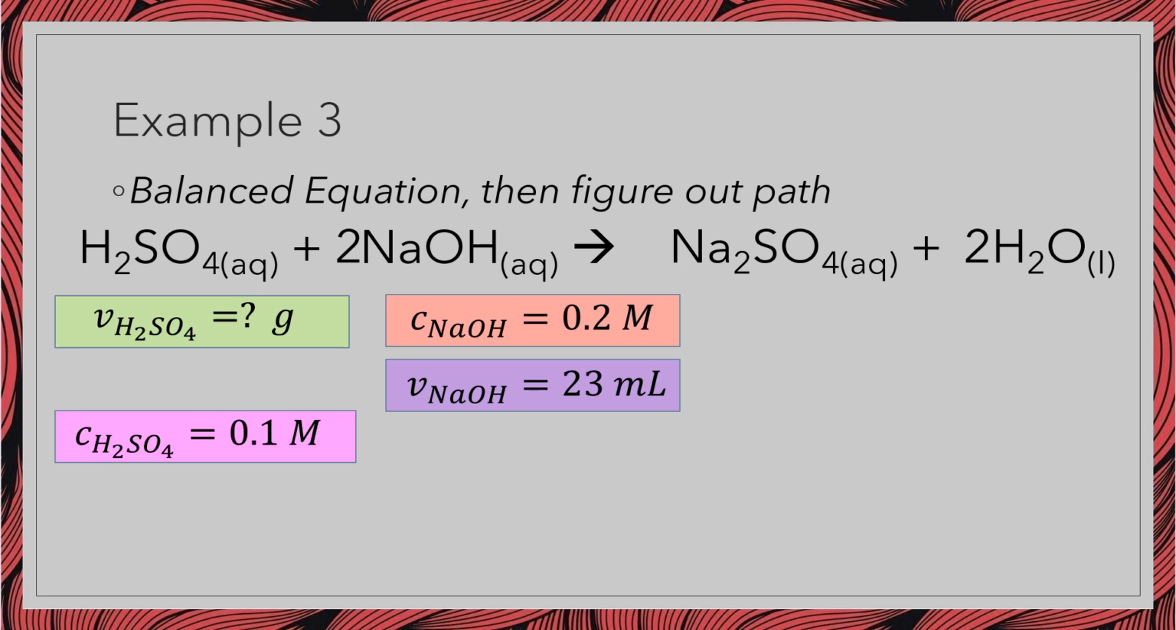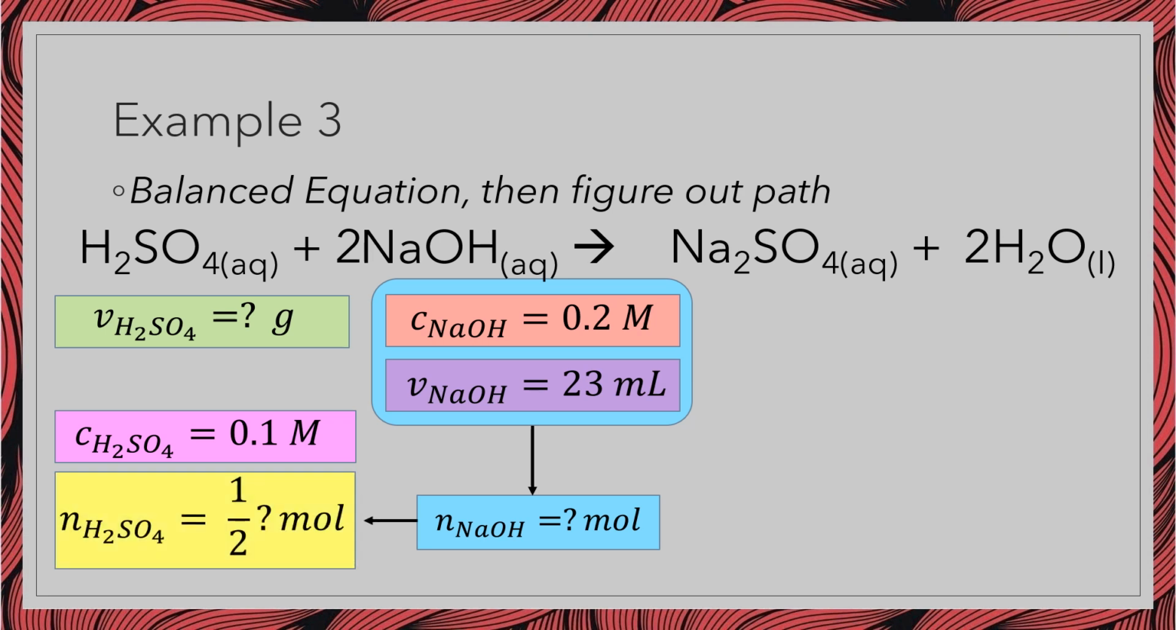So what we have, the volume of H2SO4 is our question mark, that's what we need to find. We have a concentration of sodium hydroxide, a volume of sodium hydroxide, and a concentration of sulfuric acid. So what do we do? We can use these two to calculate the number of moles of sodium hydroxide. We can then use our stoichiometric ratios to find the number of moles of sulfuric acid. So it'll be half the number of moles of sodium hydroxide. And then from that, we can combine moles and concentration to find our volume.